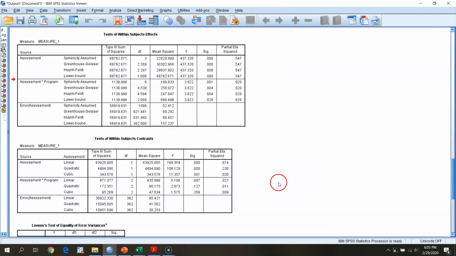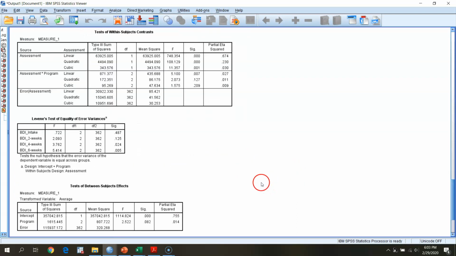we've got a between by within interaction. Our test of within subjects contrasts, we're going to ignore that for right now. If we go down to see our Levene's test, this is telling us whether or not we're seeing differences in the population variability of depression scores across individual groups at intake or baseline and week 2. We're not seeing violations of homogeneity of variance, but we are seeing that across programs there is evidence of differences in the variability of scores at both week 4 and week 6.